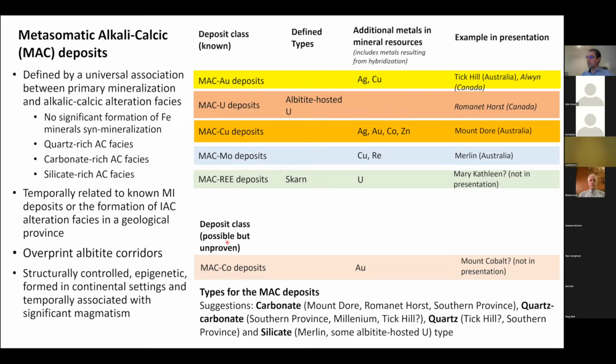Another possible class is cobalt, but more needs to be done in order to confirm that cobalt deposits can actually be formed. It's possible, but remains unproven.